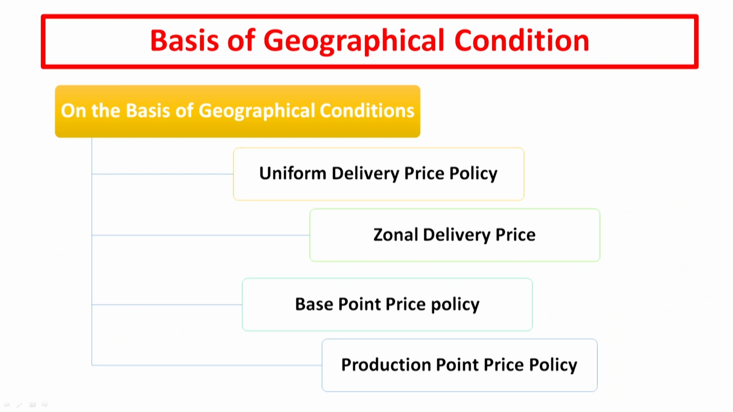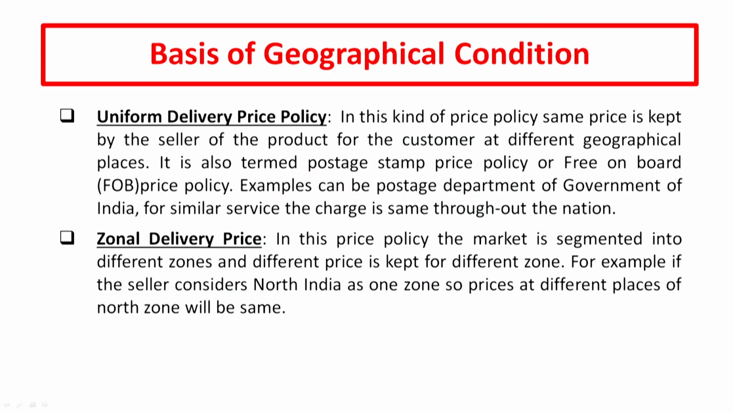Moving ahead, on the basis of geographical conditions. On the basis of geographical conditions, there can be 4 parts: uniform delivery price policy, zonal price policy, base point price policy, and production point price policy. So we will be taking all these 4 aspects one by one. The first one being uniform delivery price policy.